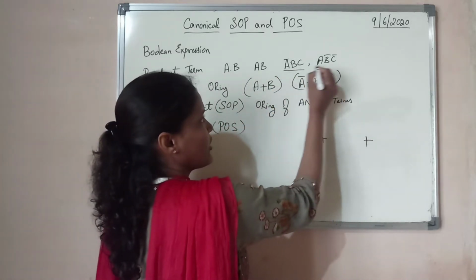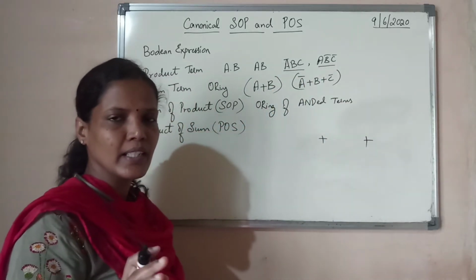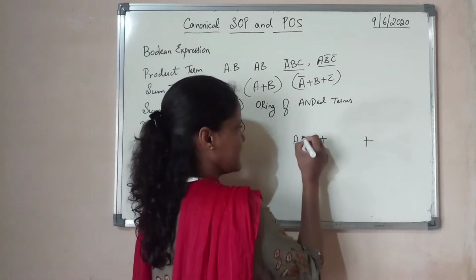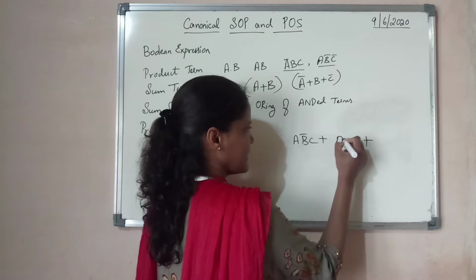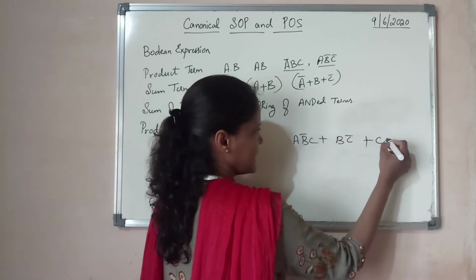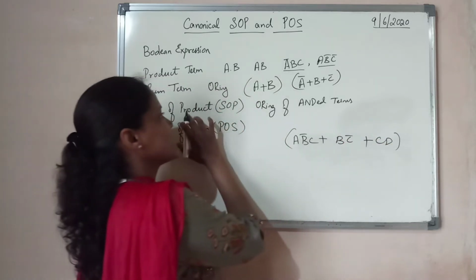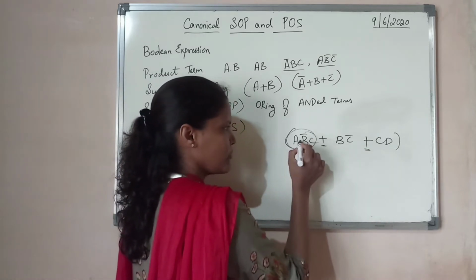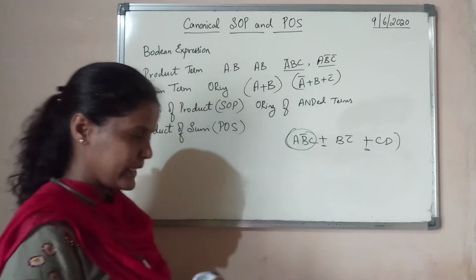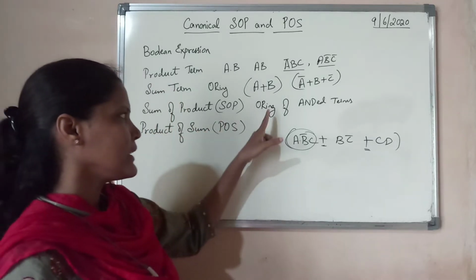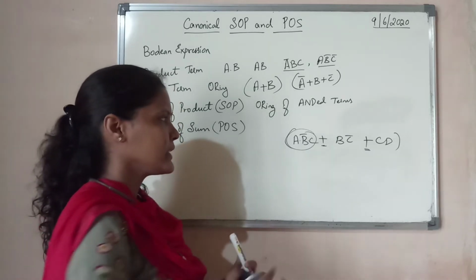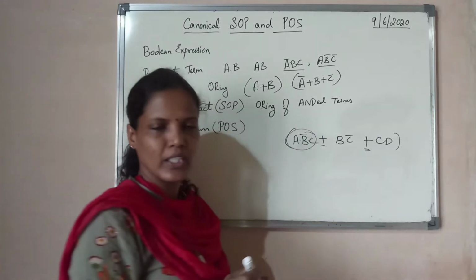Product terms we have already seen: AND variables, either in the complemented or uncomplemented form. So SOP means, for example, A B bar C plus B C bar D. This itself is called sum of products. Between the terms is the plus symbol, and within each term we have an AND gate. So SOP is nothing but ORing of ANDed terms. ANDed terms means we are using an AND gate between the variables.